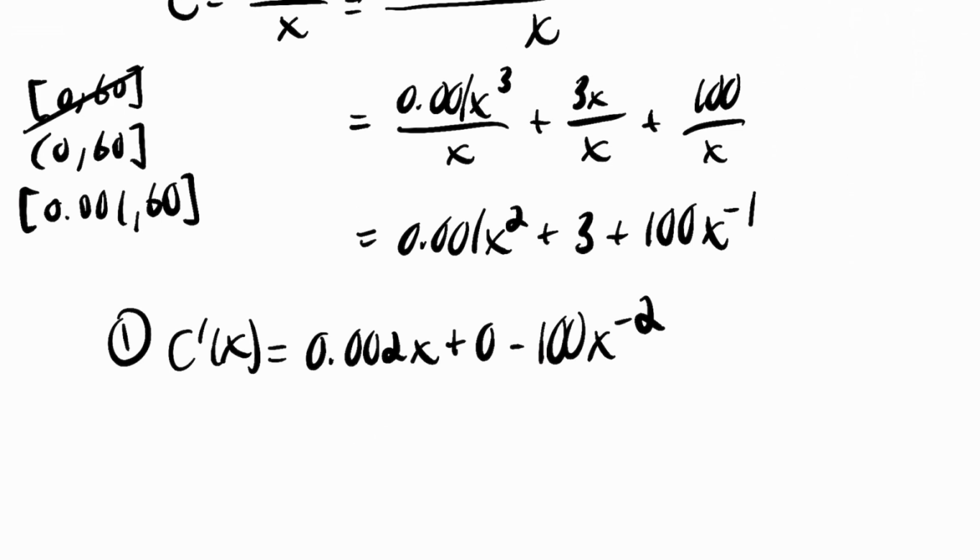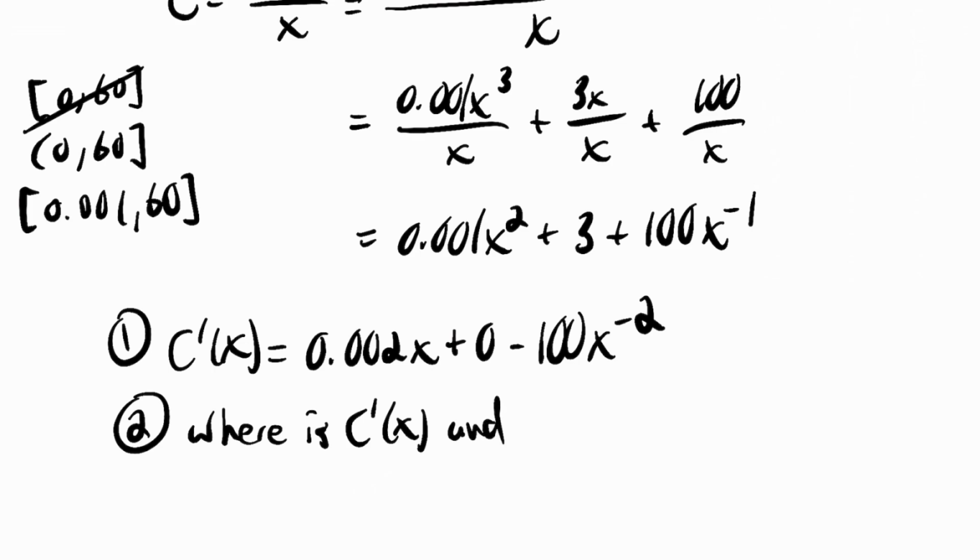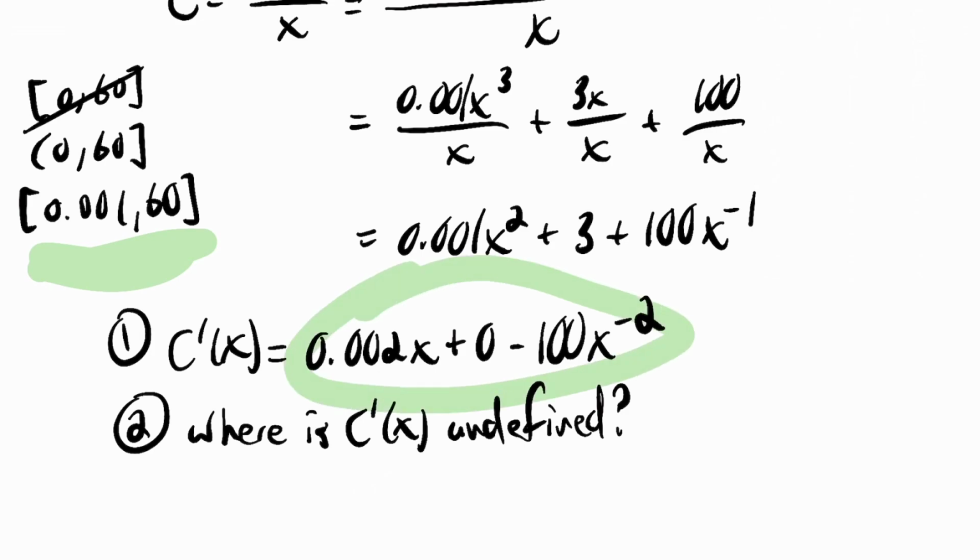Step 2, as we've seen in previous videos, it really has 2 parts. So the first thing is I need to look for where is c prime of x undefined. When I say where, I really mean for what x values. So within this domain, nowhere. The only place that this would be undefined is if x were 0.